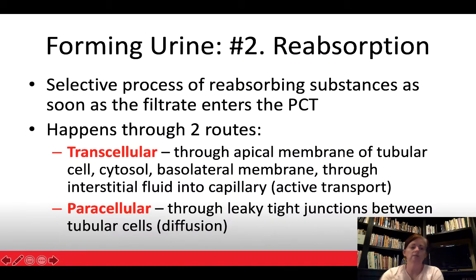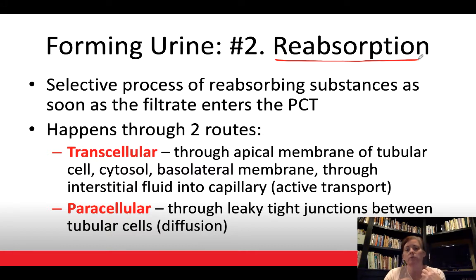So we've talked about the three processes as an overview of your information. We've been through process one, and that was filtration. Now let's start on process number two, which is reabsorption. This is the ability of our body to take substances that have been filtered through the kidney, and pull them back in and keep them.